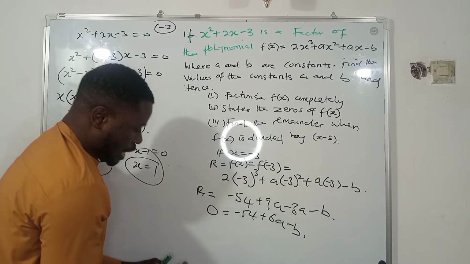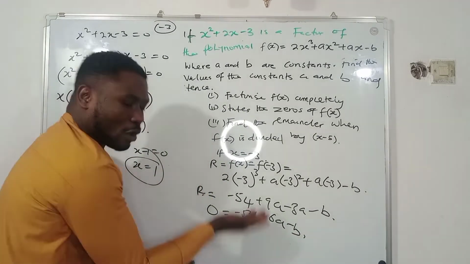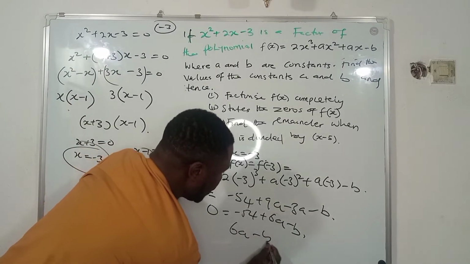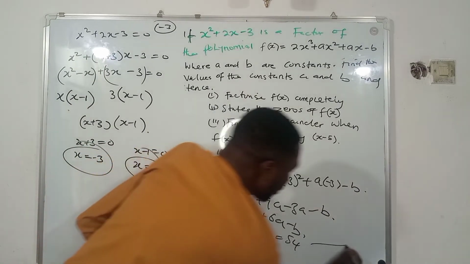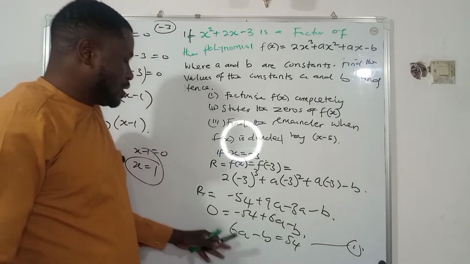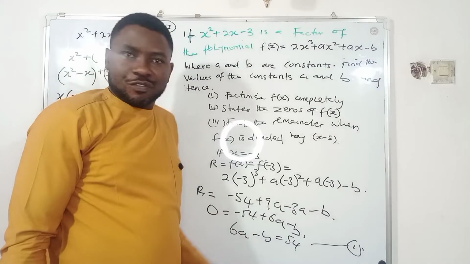And now the minus 54 crosses to the other side of the equation. That will become 6a minus b equal to 54. We call that equation 1. So we've gotten the first simultaneous equation, which is 6a minus b equal to 54.